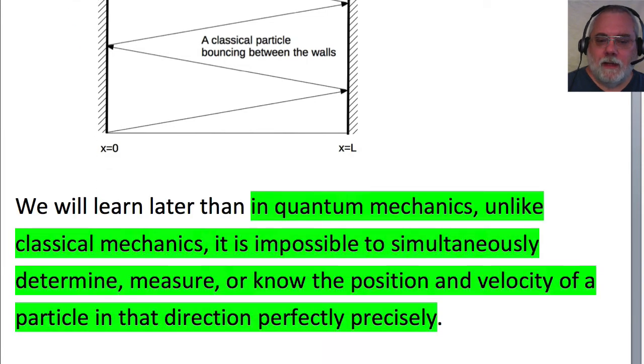We will learn later that in quantum mechanics, unlike classical mechanics, it is impossible to simultaneously determine, measure, or know the position and velocity of a particle in that direction perfectly precisely. We can know them somewhat, but we can't know them perfectly at the same time. So we can't have anything like this situation of knowing that a particle bounced off the left wall and bounced off the right wall in quantum mechanics.